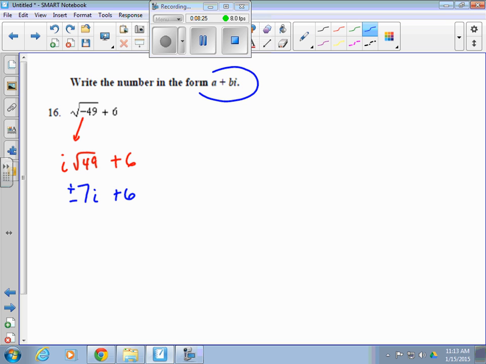But since we want to write it and make it say a plus bi, all we got to do is reverse the order. 6 plus or minus 7 times i.